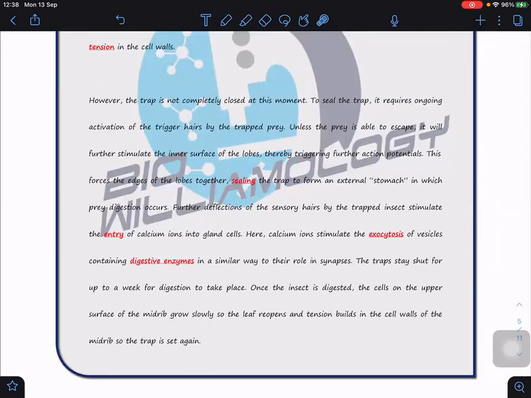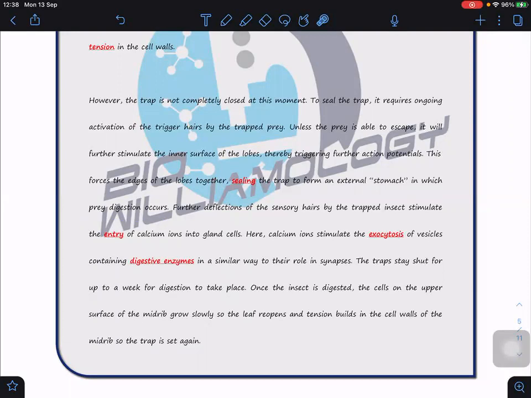So to seal the trap, it requires ongoing activation of the trigger hair, okay, by the trapped prey. Unless the prey is able to escape, meaning a small one, if it further stimulates the inner surface of the lobe, thereby triggering further action potentials, this forces the edges of the lobe close together, sealing the trap now to form an external stomach, in which prey digestion occurs.